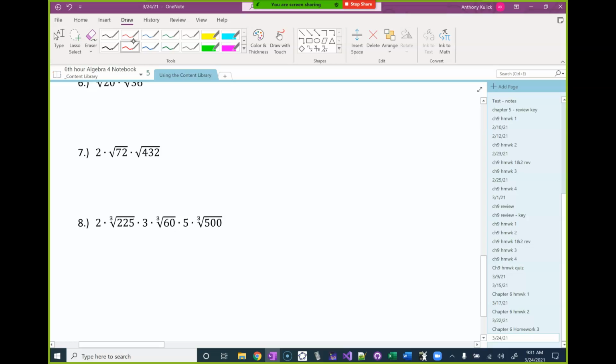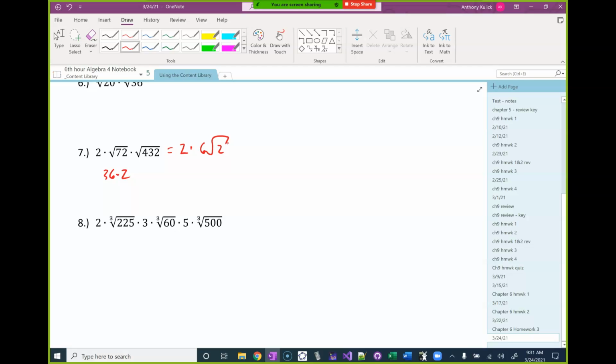Okay, so I'm going to start by doing a prime factorization. The 2, I don't have to do anything with. For 72, actually I'm not going to do a prime factorization because I noticed that's 36 times 2, and 36 is a perfect square. So I'm just going to write that as 6 root 2. Is that okay? Yeah.